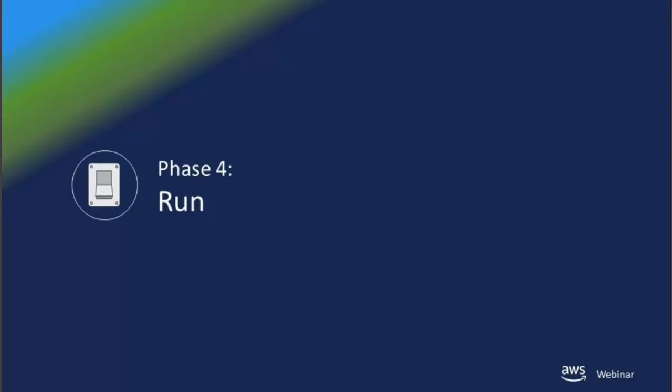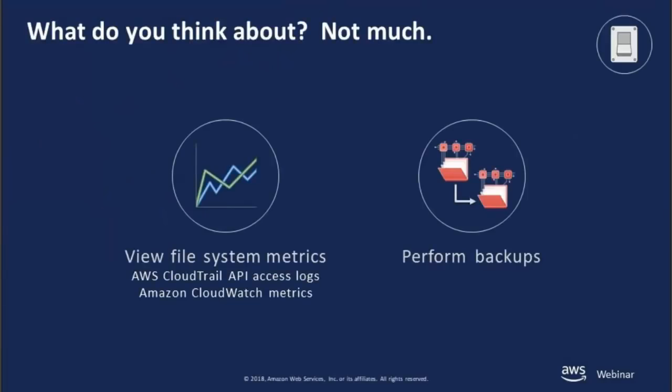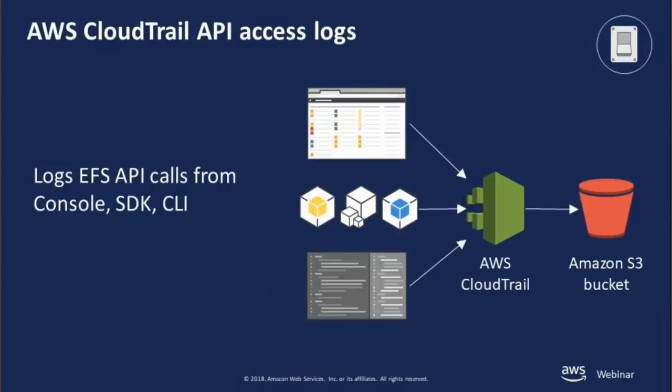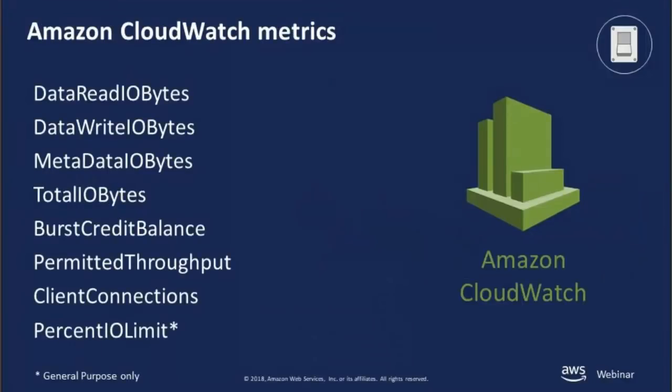So let's go ahead and talk about run. So when you're running a file system, what do you need to do? Well, really not much. You can view some of the metrics in CloudWatch, and you can get the API calls within CloudTrail, and you can perform backups. But because it is a managed service, there's really not much to do. So all the API calls that are executed against your file system to manage it, creating file systems, managing the mount targets, all of that is recorded and presented to you via CloudTrail, and that's available to you in that S3 bucket associated with your CloudTrail.